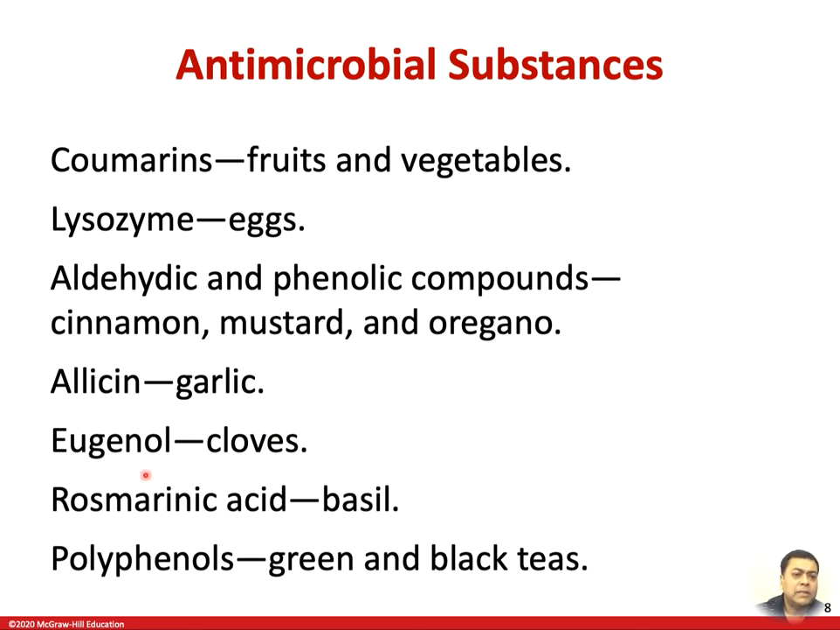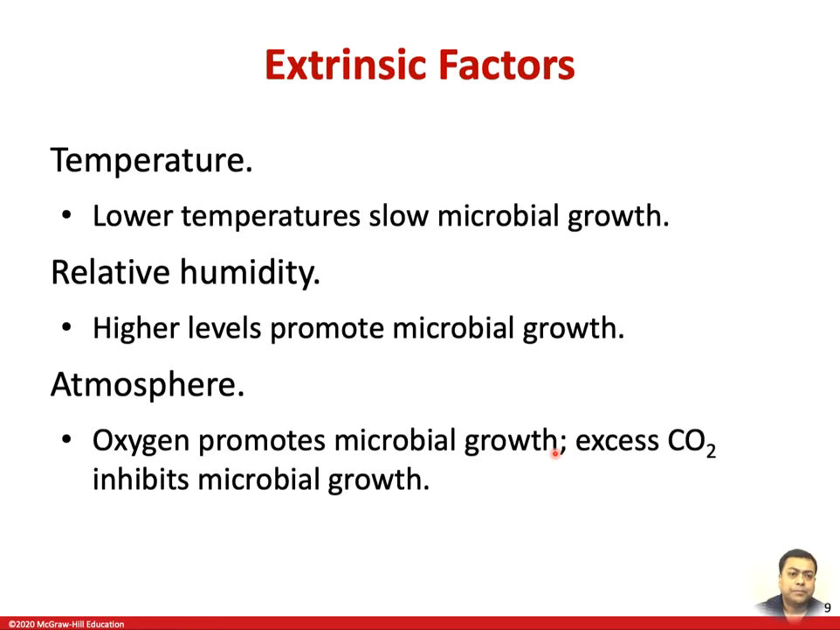Some other examples: allicin in garlic, eugenol in the cloves, rosmarinic acid in basil, and then many of the polyphenols in the green and the black teas. These are all naturally occurring antimicrobial substances.